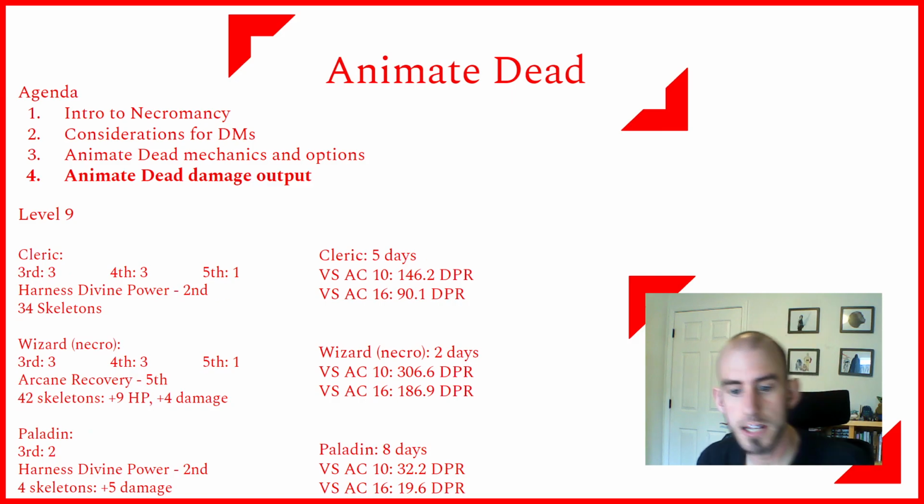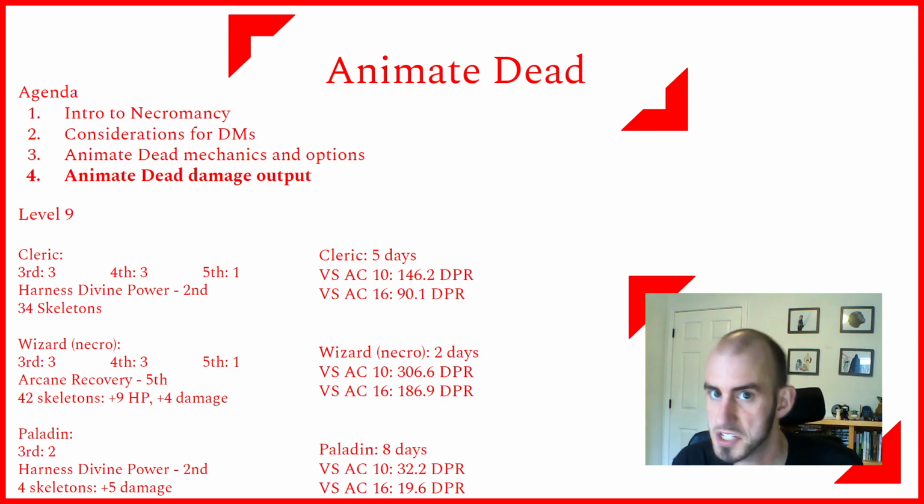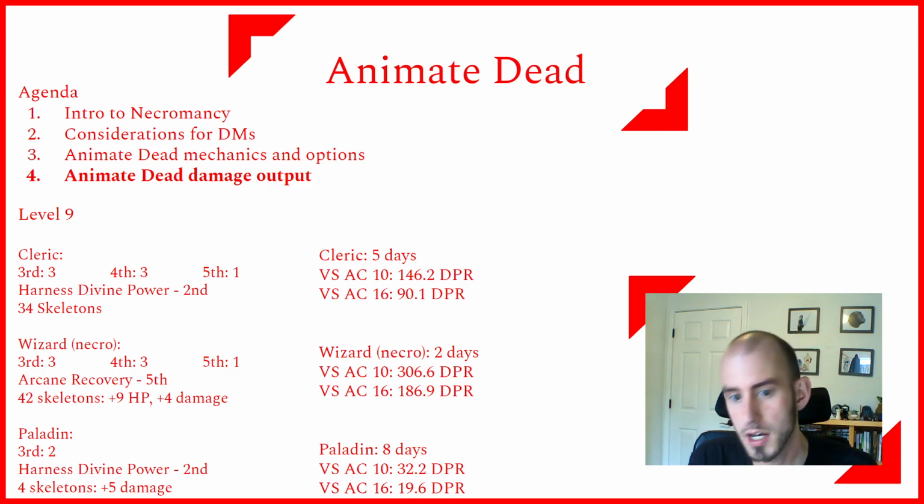Now at level 9, the Paladin is now joining the fray. Our Cleric or other full casters that have access to this spell could get 34 skeletons at this level. And again, that's using all of our spells, 3rd level and higher, except for 1 to maintain. So that's going to be 2 3rd, 3 4th, and 1 5th. The Cleric or the full caster would take 5 days to assemble this army, and against an armor class of 10 would do 146.2 DPR, and against an armor class of 16 would do 90.1 DPR.